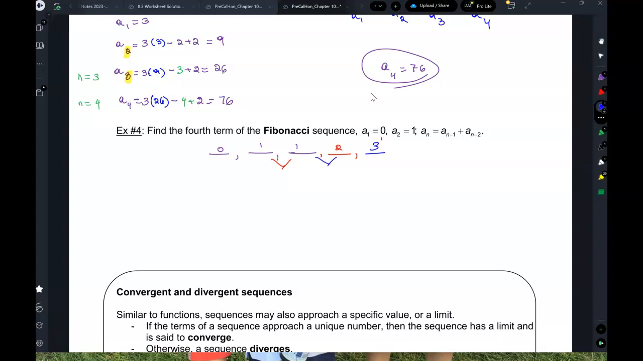So look, each one, this is a sub n. This is the one right before. This is the one right before that. Okay? Questions on this?